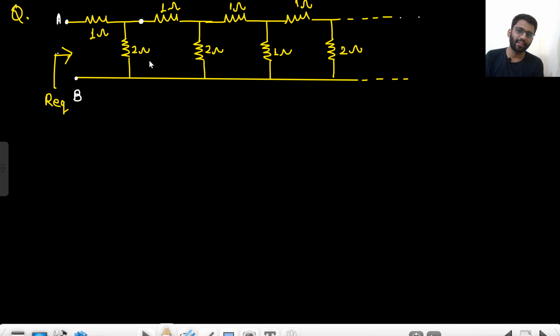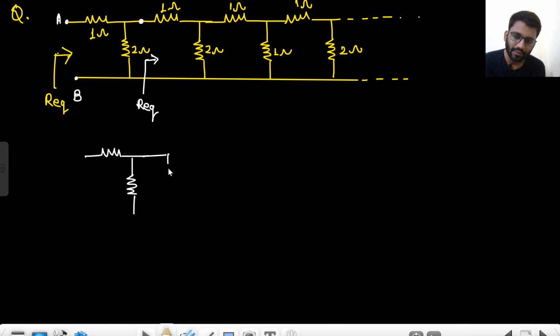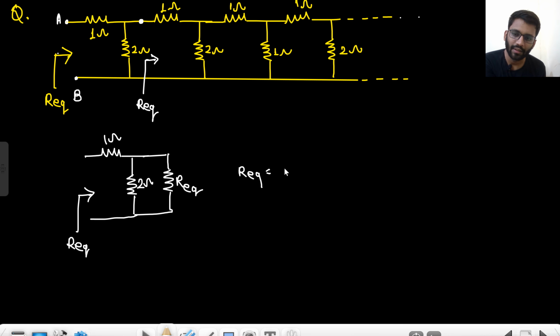So if from here it is R equivalent, from here it will also be R equivalent only. Seeing from here I say it is R equivalent, then seeing from here I will also say it is R equivalent. So this is 1 ohm, this is 2 ohm, and this is replaced with R equivalent. So basically this will be your R equivalent. What will be your R equivalent? R equivalent will be 1 plus 2R equivalent upon 2 plus R equivalent.